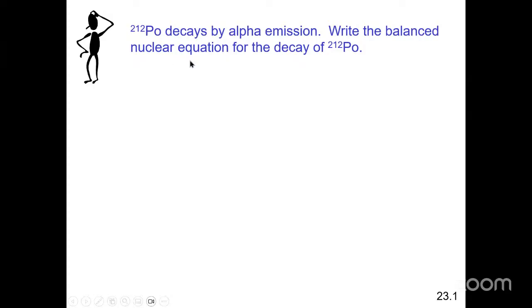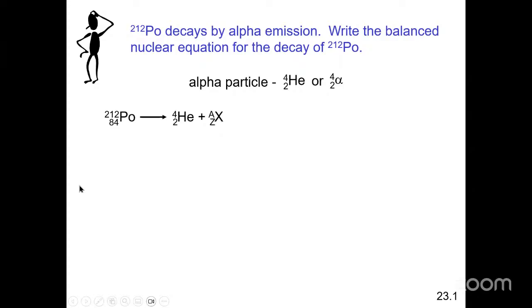Write the balanced nuclear equation for the decay of polonium-212, right? Now, you'll notice that they did not give the atomic numbers here. However, no problem, because each element has its own unique atomic number, right? So all you have to do in order to determine the atomic number of polonium is consult the periodic table, right? So if you consult the periodic table, you see that polonium has an atomic number of 84. Now, the question says that polonium decays by alpha emission. So what that means is that when polonium decays, an alpha particle is produced and another nucleus would be produced, right?